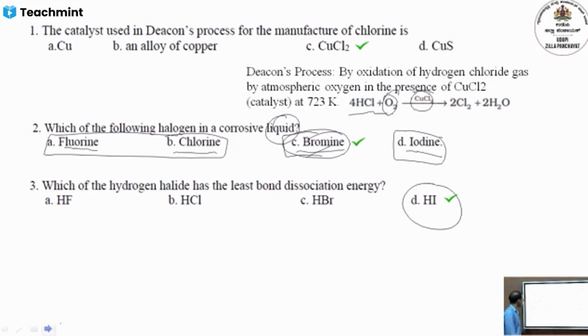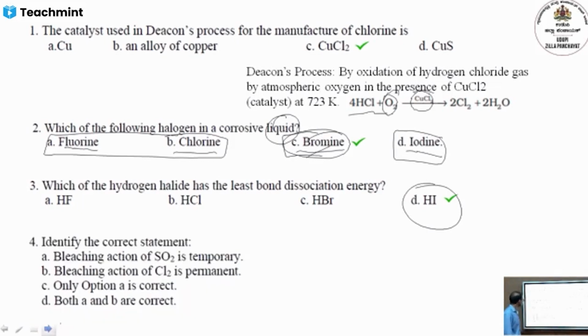And the next question is, identify the correct statement. A: Bleaching action of SO2 is temporary. B: Bleaching action of chlorine is permanent. Only option A is correct. Both A and B are correct. I think now you are in a position to answer this question, because in the beginning, knowingly or unknowingly, I mentioned the bleaching action of sulfur dioxide as well as chlorine.